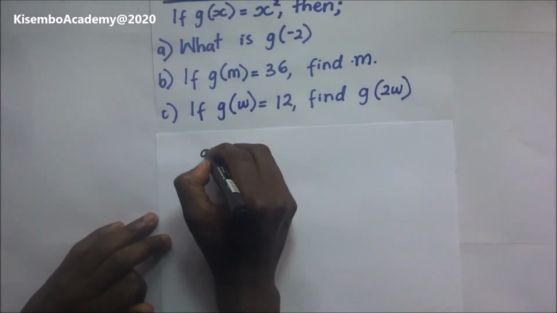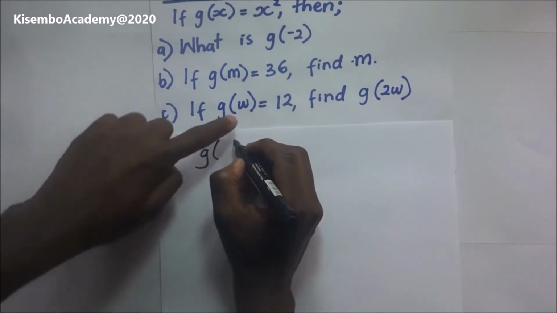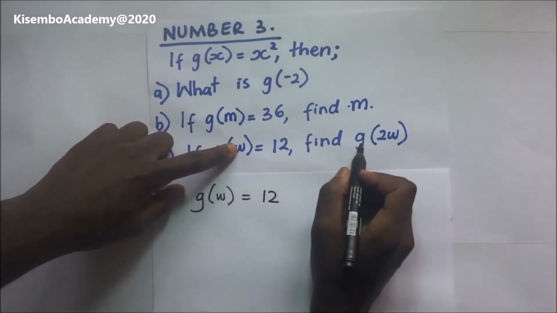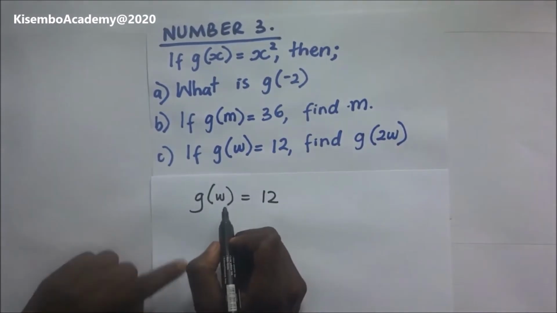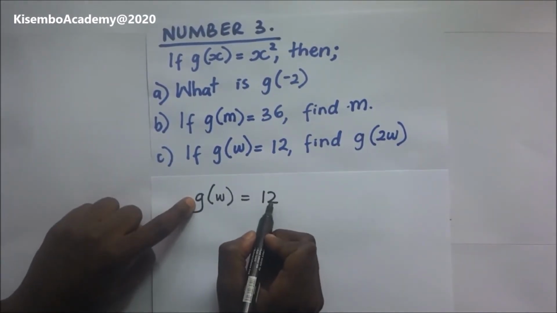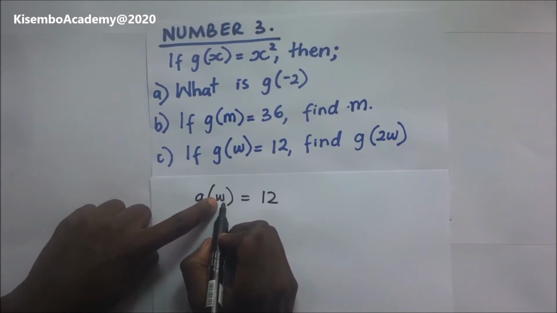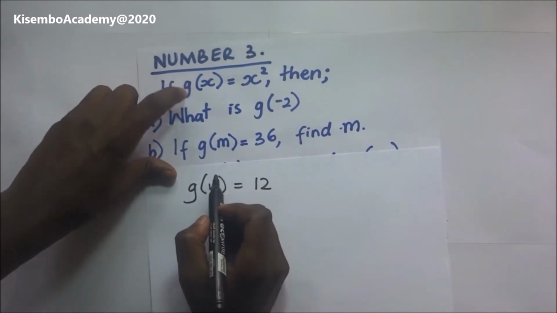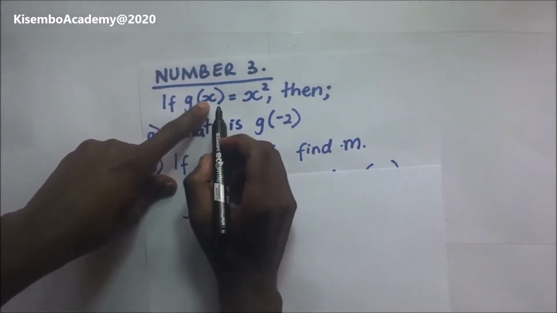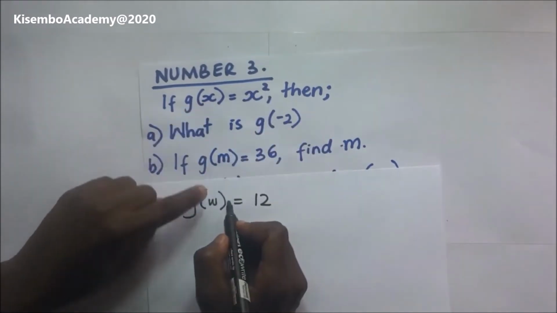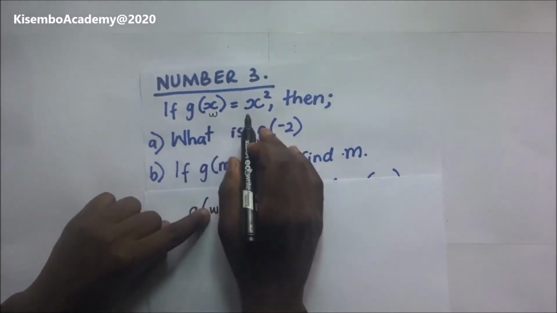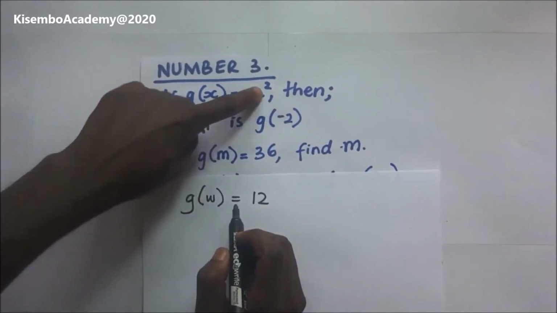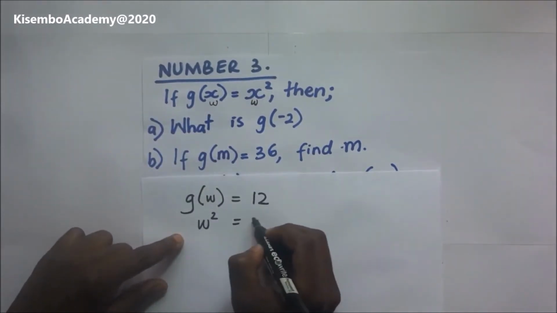Again, now g of w is equal to 12. Find g of 2w. So first of all, we seek to find the value of w. Originally, when the variable was x, it gave us x squared. So now if the variable is w, it means that this is also w squared. We just substitute, so w squared is given by 12.